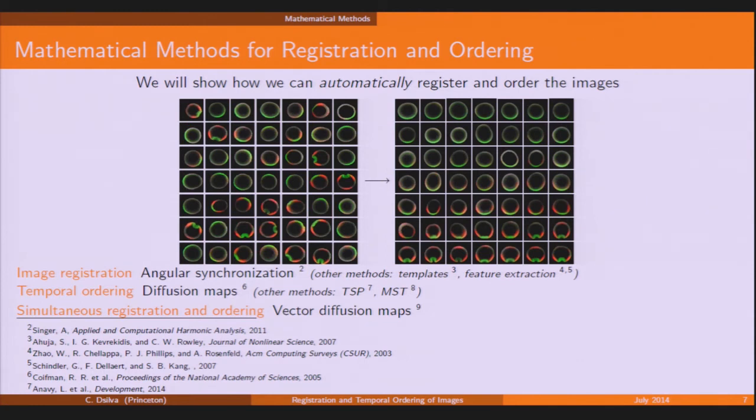And so I'm going to show you how we can actually automatically both register, this means rotating everything to be in a consistent frame of reference, and temporally order these images. So to go from this array of images on the left to the array of images on the right. And you can see on the right, all the green peaks are now pointing down, and you go from essentially no red signal to a very pronounced red signal towards the end. And this can all be done automatically without any prior knowledge of the biology of the system.